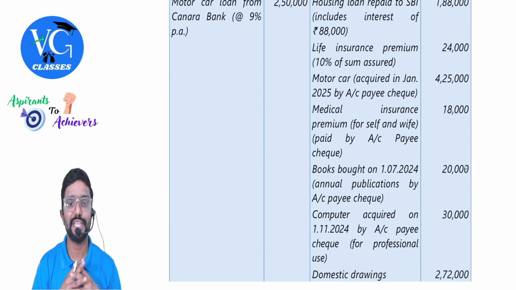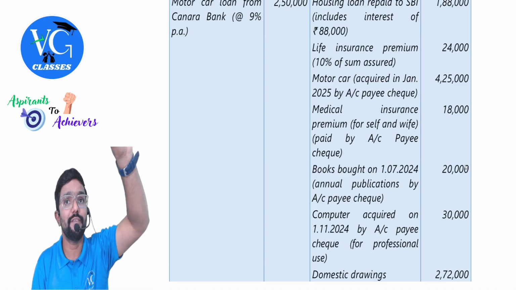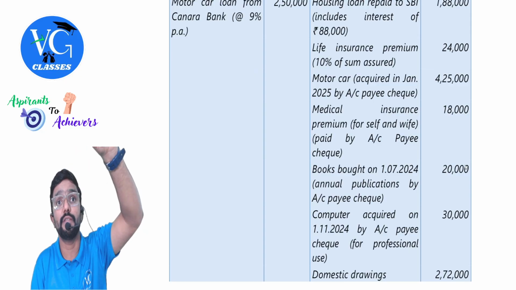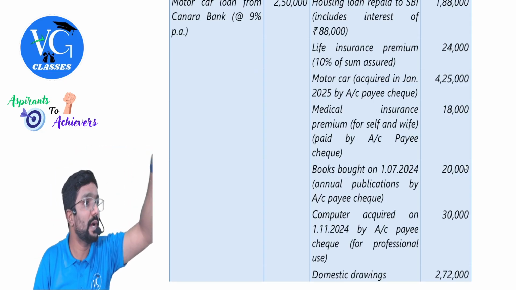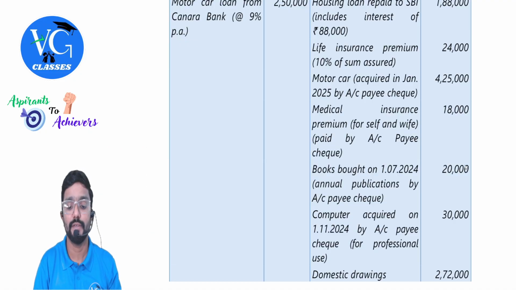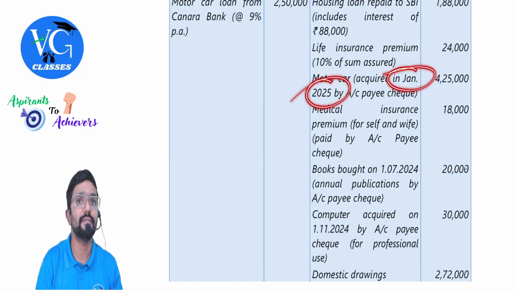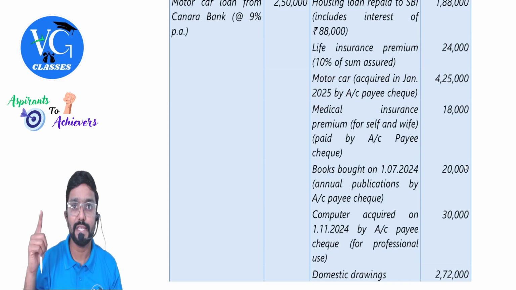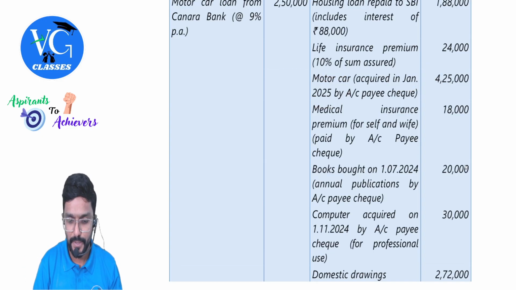Motor car acquired in January 2025 by account payee cheque, 4,25,000. Okay, this is not a revenue expenditure. Depreciation can be claimed, but only at 50%. Why? It was acquired and put to use for less than 180 days. When was it purchased? January. Correct? Put to use for less than 180 days.